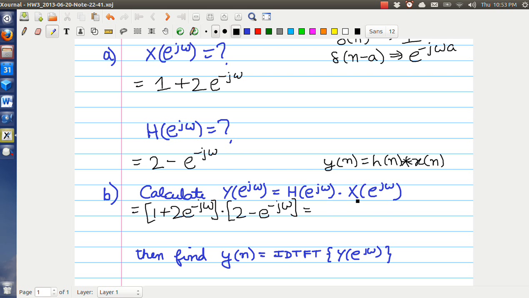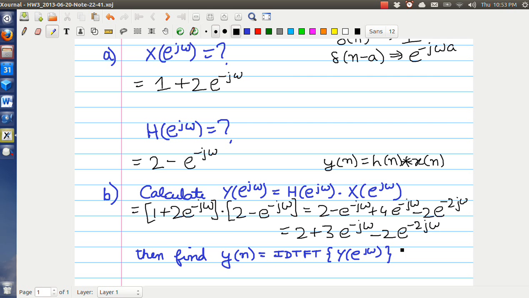Simply multiplying them together, we get 2 minus e to the negative j omega plus 4 times e to the negative j omega minus 2 times e to the negative 2j omega. And simplification yields 2 plus 3 e to the negative j omega minus 2 e to the negative 2j omega. So this is the DTFT of y.